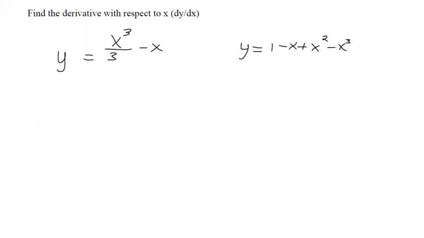We're asked to find the derivative of these equations. So the notation says dy/dx. You could write it like this. And that means, in words, the derivative of y with respect to x. That means we're going to find out how fast y is changing with respect to how fast x is changing.